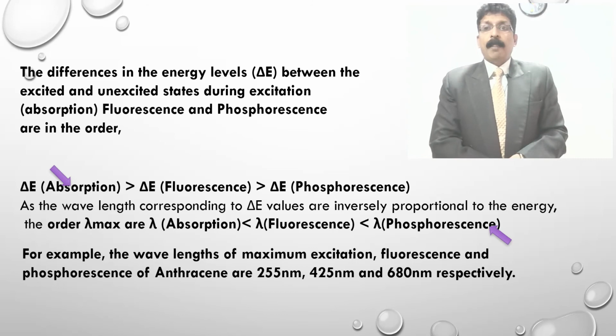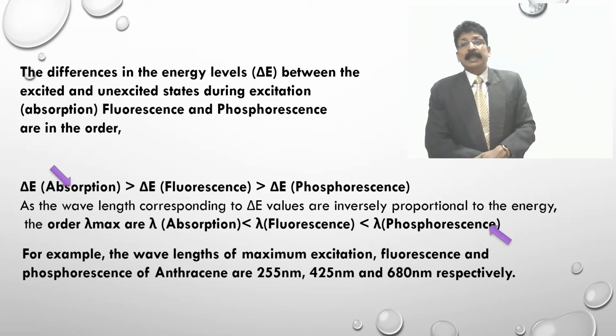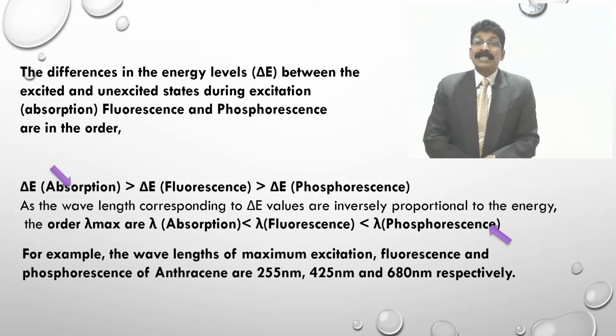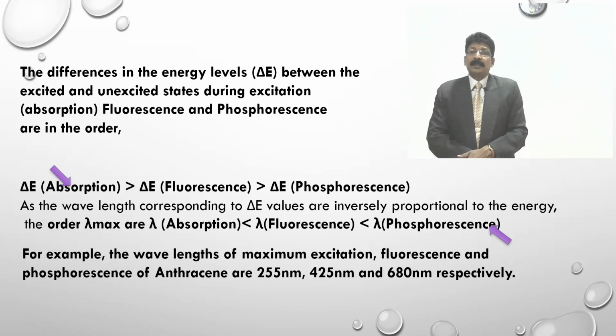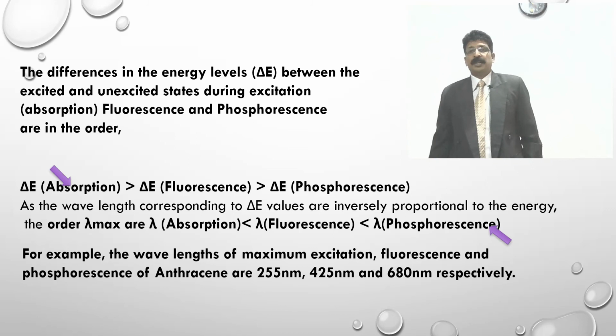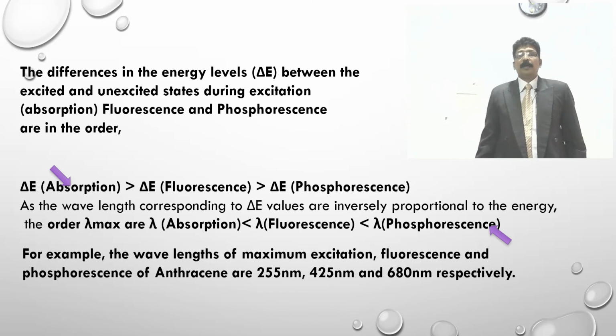That is 255 nanometer. And when you see its fluorescent capacity, it has an emission at 425 nanometer. It's coming into the visible radiation range. And then you can see that phosphorescence is still higher, 680 nanometer. So this is one example to show how the lambda max, the energy levels of the light radiation, differ between absorption and emission.